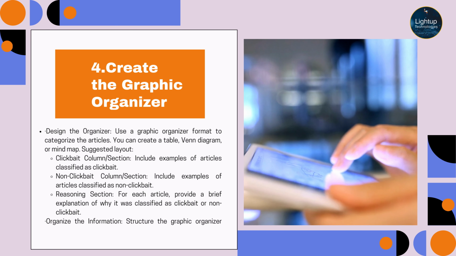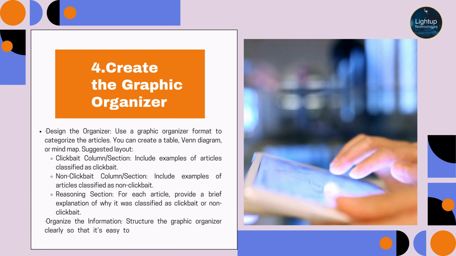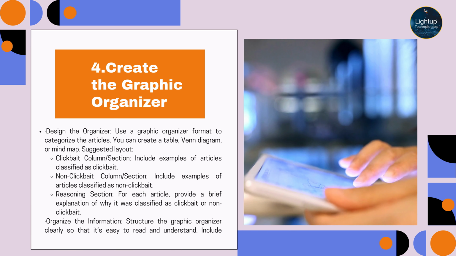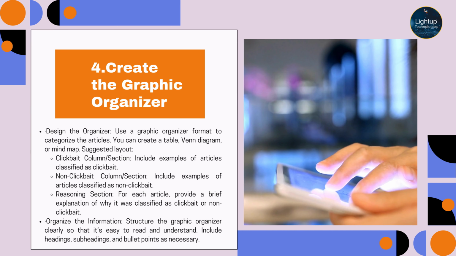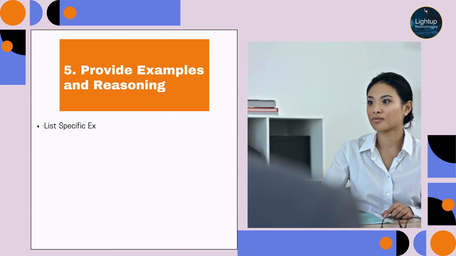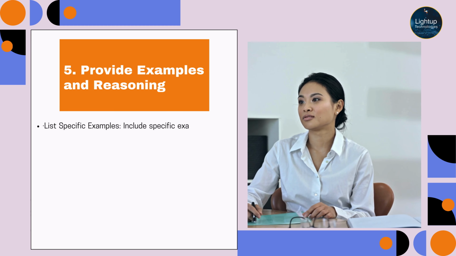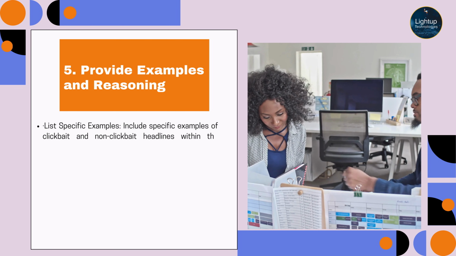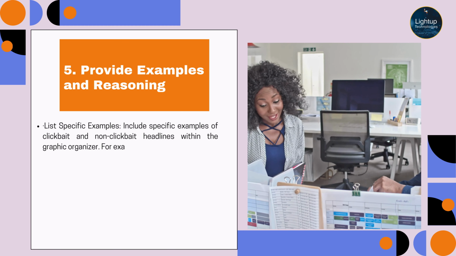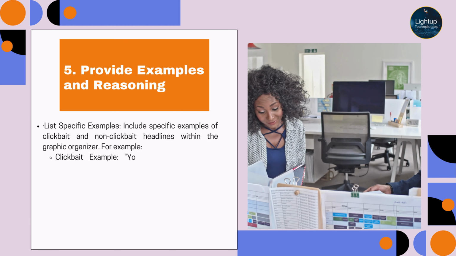Organize the information. Structure the graphic organizer clearly so that it's easy to read and understand. Include headings, subheadings, and bullet points as necessary. Step 5. Provide examples and reasoning. List specific examples. Include specific examples of clickbait and non-clickbait headlines within the graphic organizer.